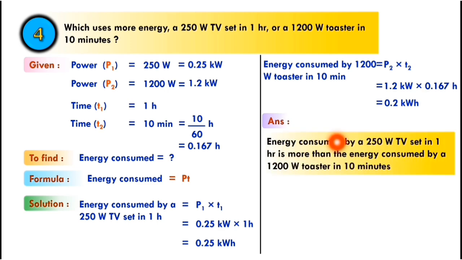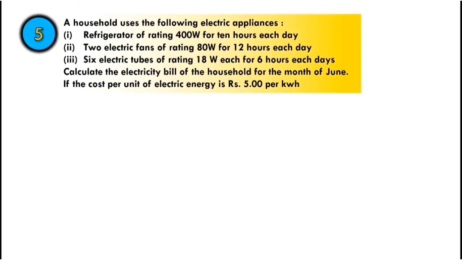So the energy consumed by 250 watt TV set in 1 hour is more than the energy consumed by 1200 watt toaster in 10 minutes. So now the TV set will consume more energy than the toaster. Clear everyone? Okay, now see question number 5.